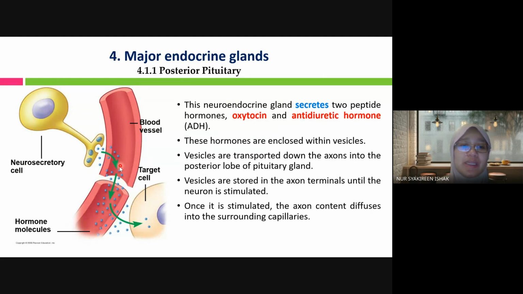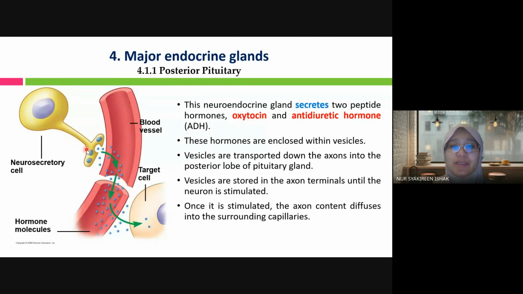Okay, it travels freely in your blood until it reaches the target cells. At the target cell, because it is a peptide hormone, it will bind to the receptor on the plasma membrane of the target cell. So ini bukan dalam ni, it binds at the surface. Okay. So these hormones are enclosed within vesicles. Yang ni lah kat sini kan.